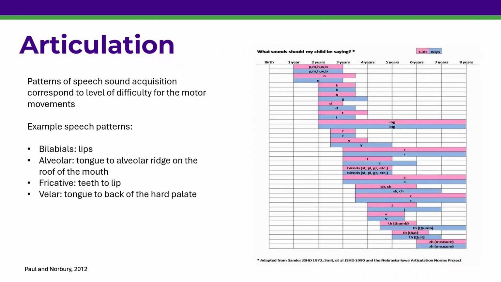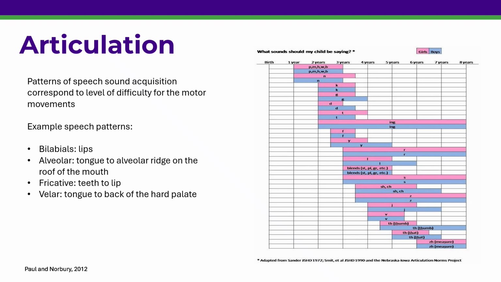Articulation involves the patterns of motor movements used to make speech sounds. These speech sounds are often acquired in the corresponding level of difficulty for these motor movements. For example, there's a speech pattern called a bilabial, which is sounds that are made with the lips, such as m, b, and p. These sounds are often easier to make and tend to emerge first. There are also other sounds such as alveolar, which is where the tongue goes to the alveolar ridge on the hard palate or the roof of the mouth, such as with n and d and t.